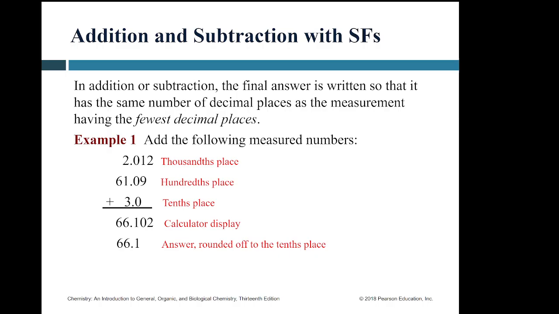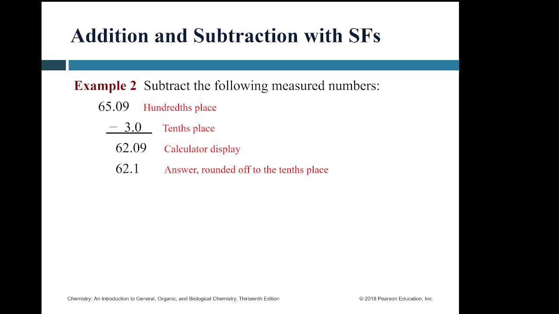Right here, subtraction. Again, we have a hundredths place here and a tenths place here, so we're going to round to the tenths place, because any change in that tenths place makes everything else meaningless. The calculator gives us this. We round it up, because that's a 9, and we get 62.1. Anybody have any questions so far? Okay.